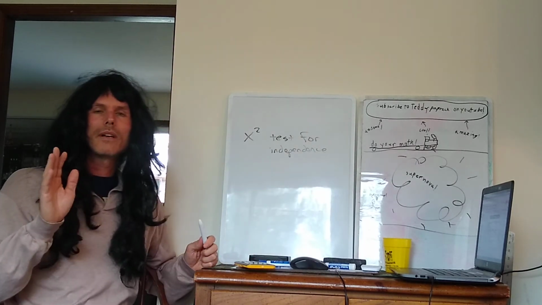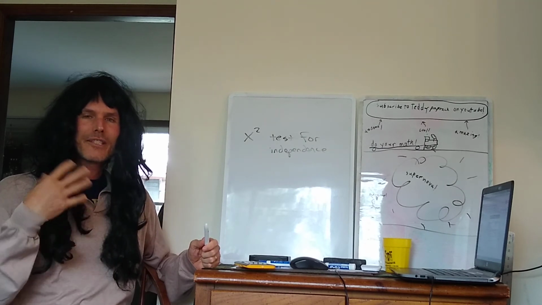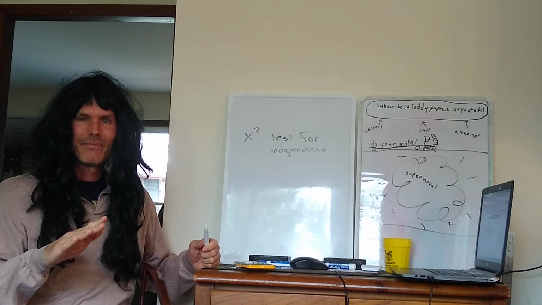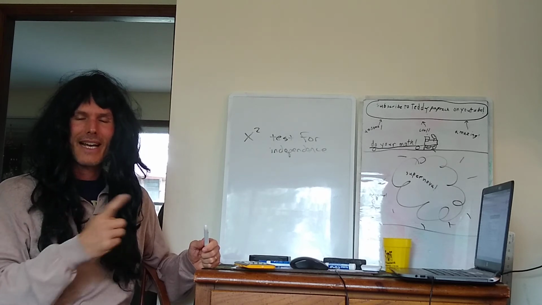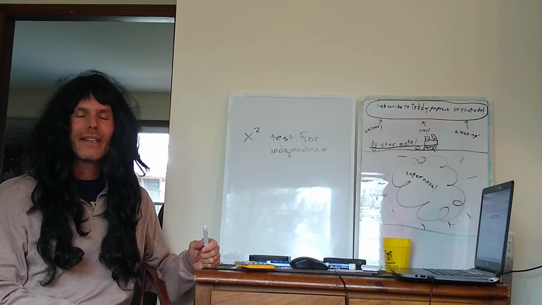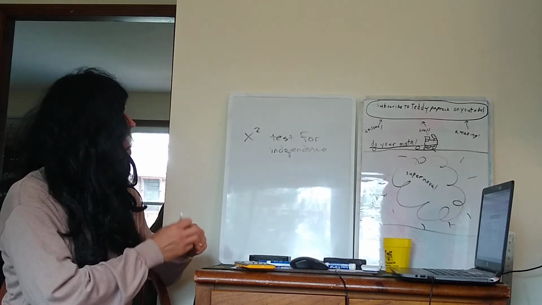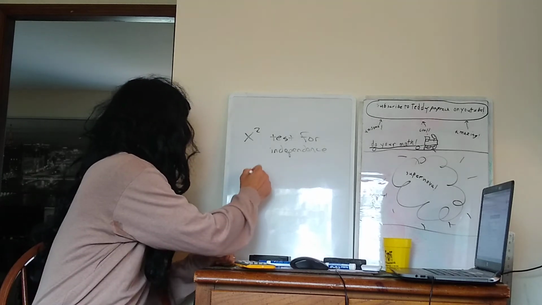The one for every expected cell count has to be at least 5. That's the same. So one of the conditions for the chi-square test for independence is the same as it is for the chi-square test for homogeneity. All expected cell counts have to be at least 5. Okay. The other one is the one that's different.